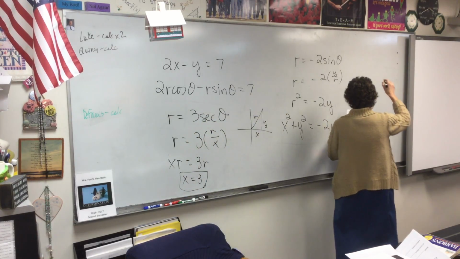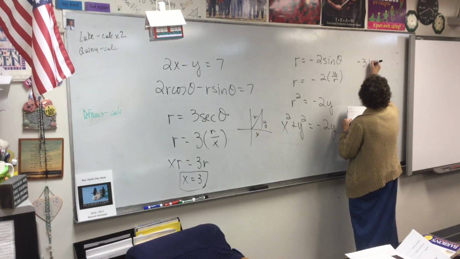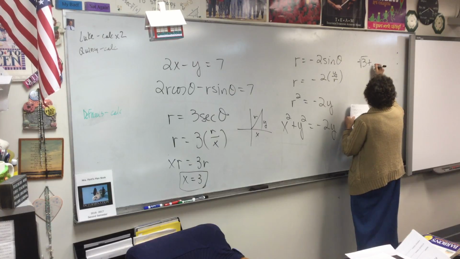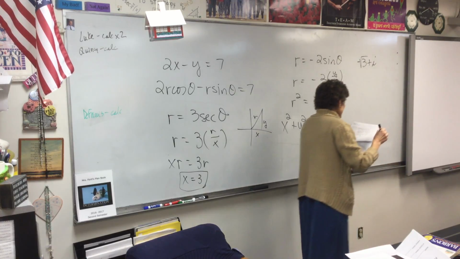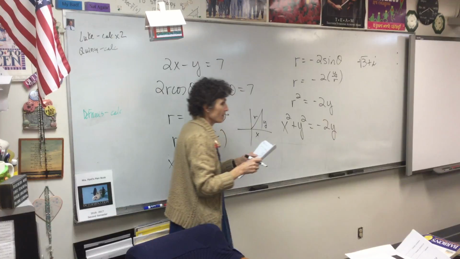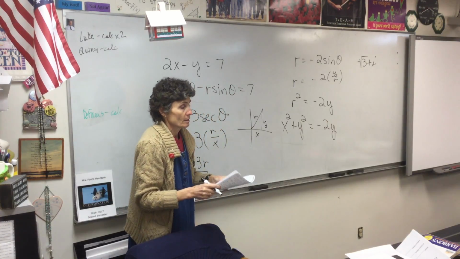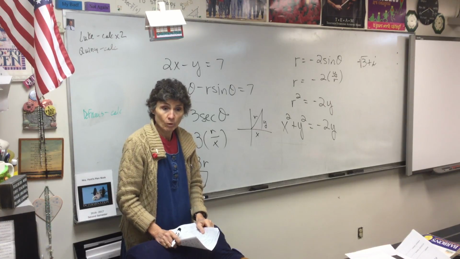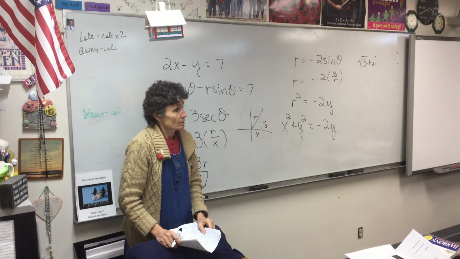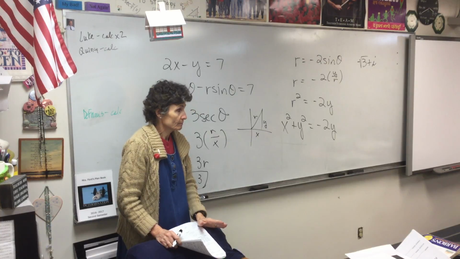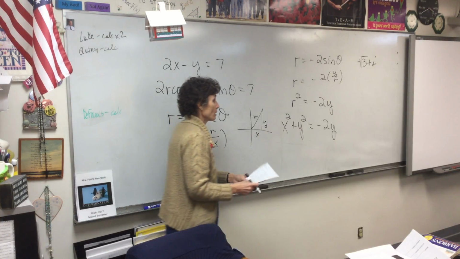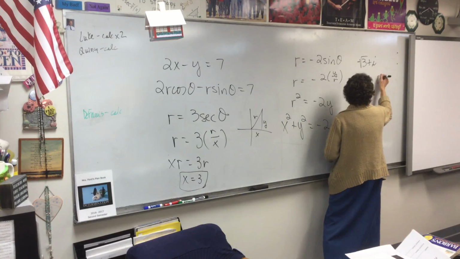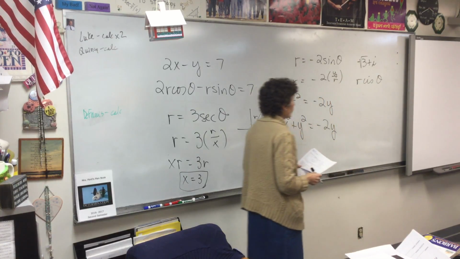All right. Number 8, negative root 3 plus i, change into trigonometric form. Now, trigonometric form is the same as polar form. So that means what? I'm looking for r's and thetas. And my answer is going to be this. This is trigonometric form. That's polar form.